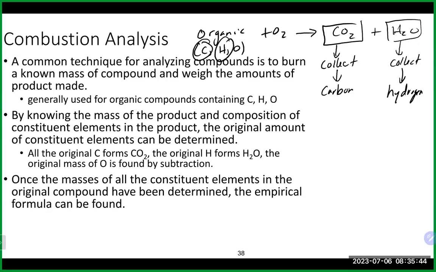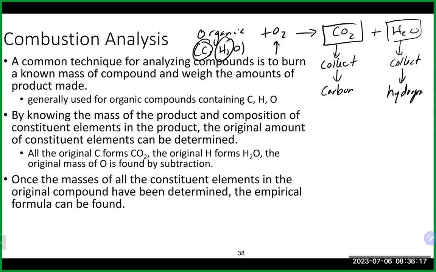The CO2 and the water cannot be used directly to figure out how much oxygen, because what are we adding to this reaction? We're adding oxygen, which is not part of our original compound. So some of the oxygen that ends up in the CO2 and some of it that ends up in the water is coming from the oxygen being added in the reaction, not our original compound. So that's why we're using CO2 just to find out the carbon, and the water just to find out the hydrogen, and not using them to find out the oxygen.